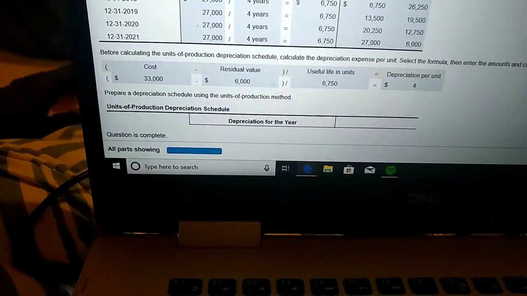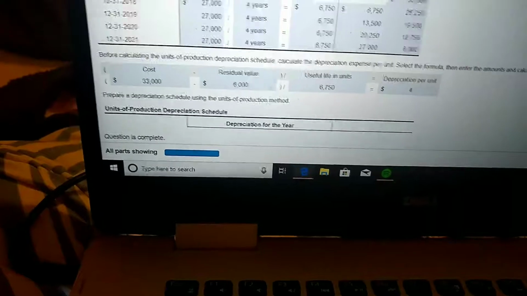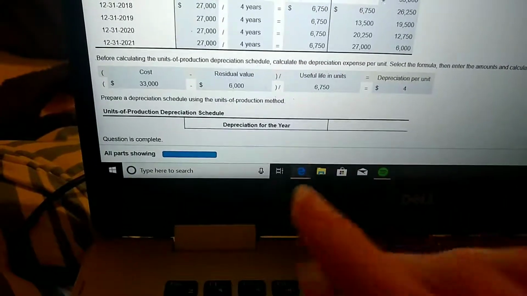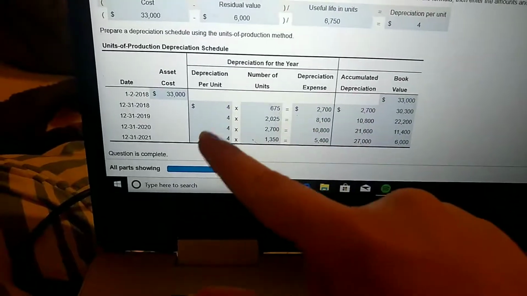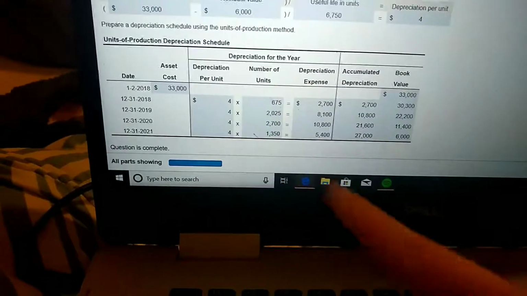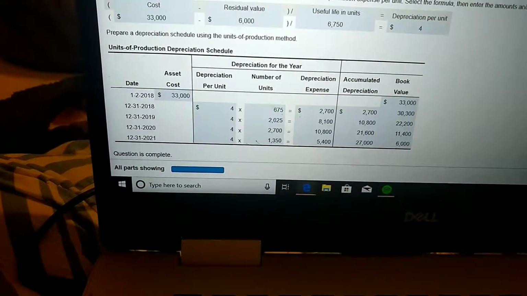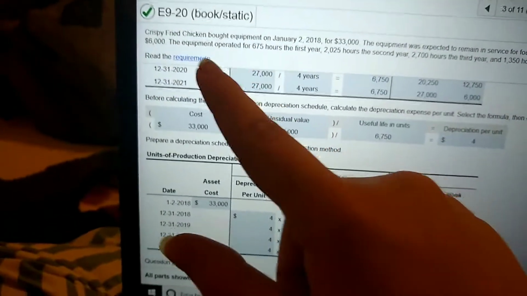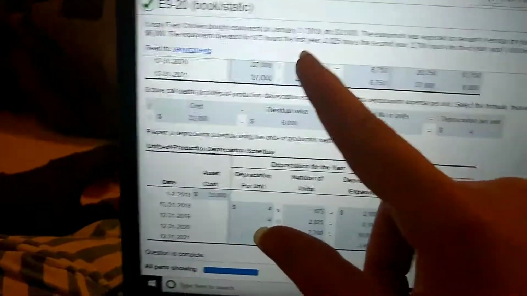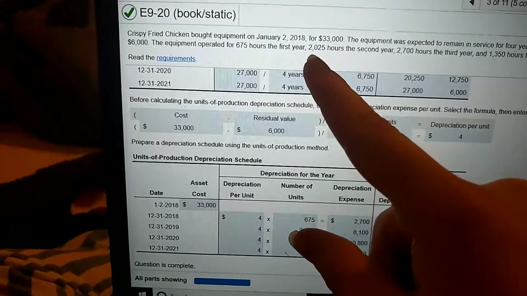Then this is pretty nice. It tells you how to calculate the units of production depreciation schedule. So this should guide you pretty well, but the 4 ends up going there. So it's the same asset cost, book value, $33,000. So your number of units is going to be up here. So it says here the equipment operated for 675 hours the first year. So for the first year, your number of units is 675. And so on. 2,025 hours for the second year.